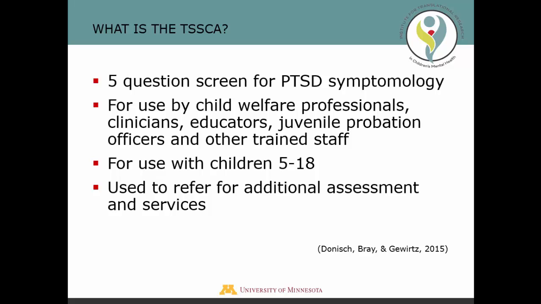The TSSCA was designed to provide clinicians, caseworkers, educators, juvenile probation officers, and other staff with a tool for screening children ages 5 to 18 years that have or may have experienced a traumatic event and are in need of services. The instrument uses 5 questions to measure children's traumatic stress, as well as extensive instructions and recommendations for using the instrument. The screen is not intended to assess for post-traumatic stress disorder or to make a clinical diagnosis. Results from the screen are meant to assist individuals in considering referral for a trauma assessment and additional services.